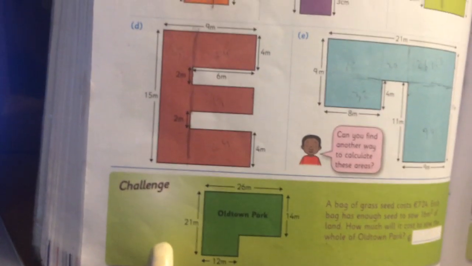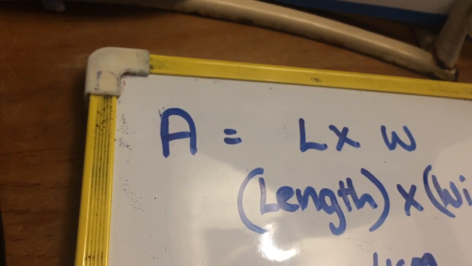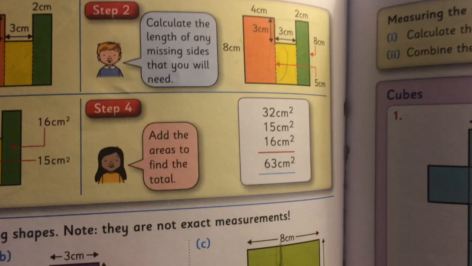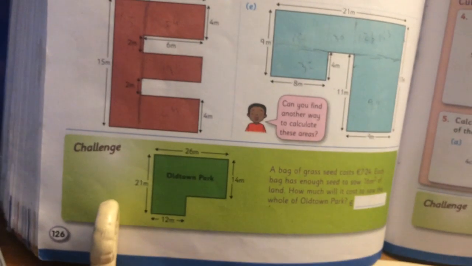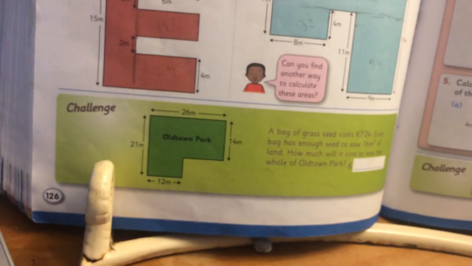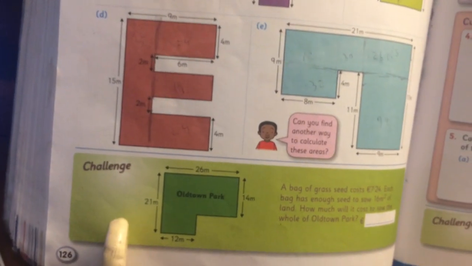Work away on those today, guys. Remember your area equals length multiplied by width, and don't forget to add all your areas together in the end. Let's see how you get on. Now you can do the challenge as well if you want, depending on how you feel. Just work away at what you can. Give that method a little bit of practice, and then I'll talk to you tomorrow.